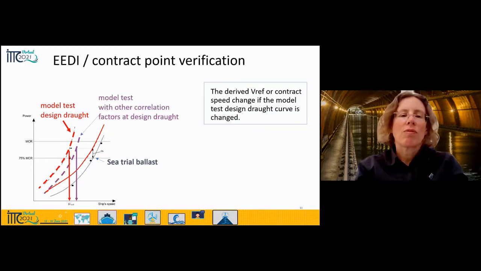And let's see here, if the model test design draft curve is shifted because we use other correlation factors, then the derived reference speed will be different, even though we have exactly the same sea trial result.